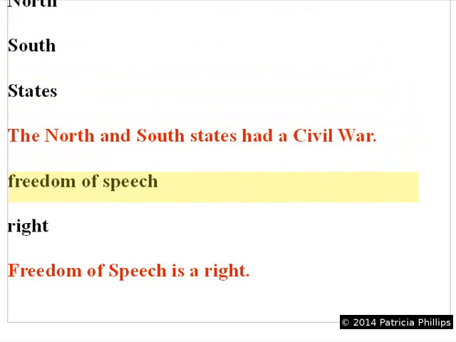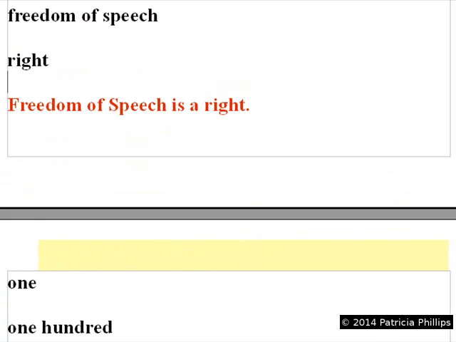Freedom of speech. Right. Let's use these words in a sentence. Freedom of speech is a right. Back to the top of this one. Freedom of speech, right. Freedom of speech is a right. Good. Let's continue.